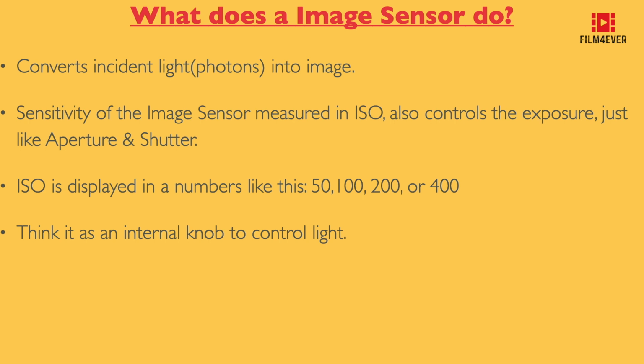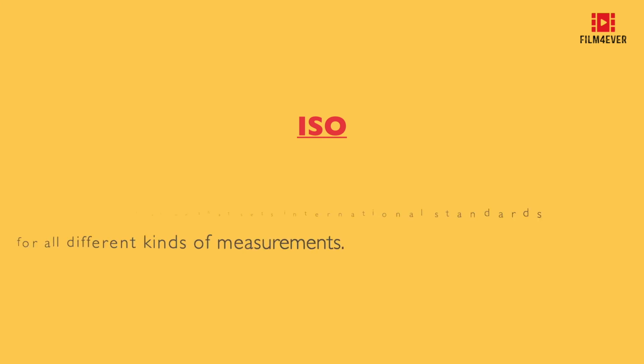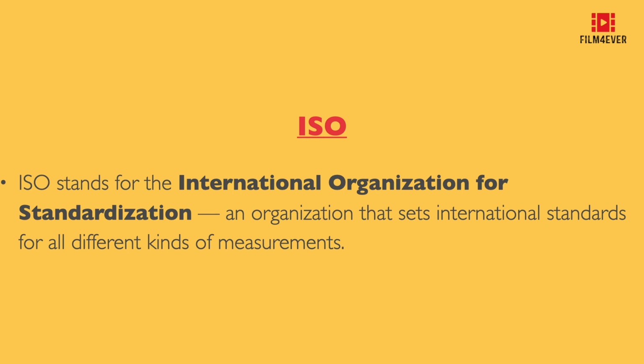Low ISO is used for outdoor applications, like 50 or 100. Higher ISO is used in dark conditions, like 200, 400 and so on. Also be mindful, too much ISO can introduce some grain in the picture. In case you are wondering what ISO stands for, ISO stands for International Organization for Standardization. It's an organization that sets international standards for all different kinds of measurements. Photography and videography are no different.